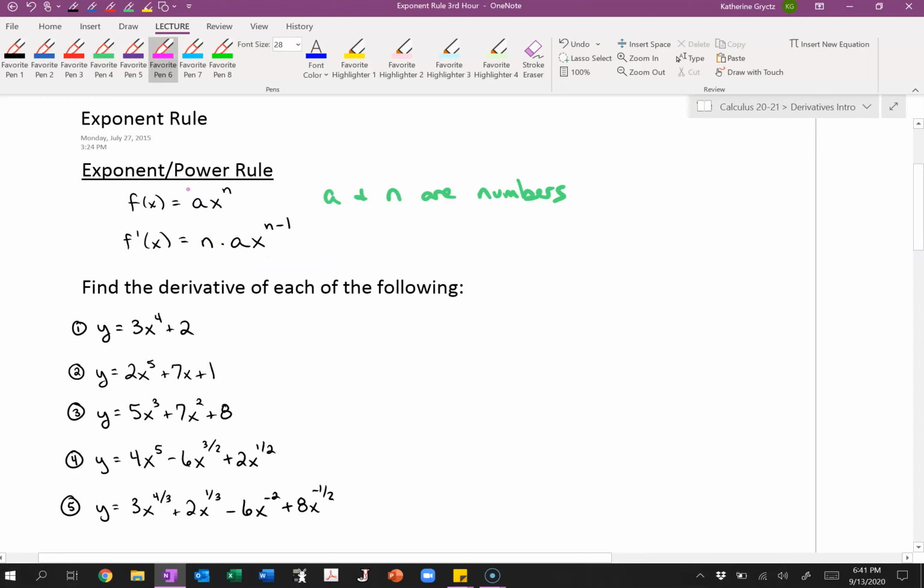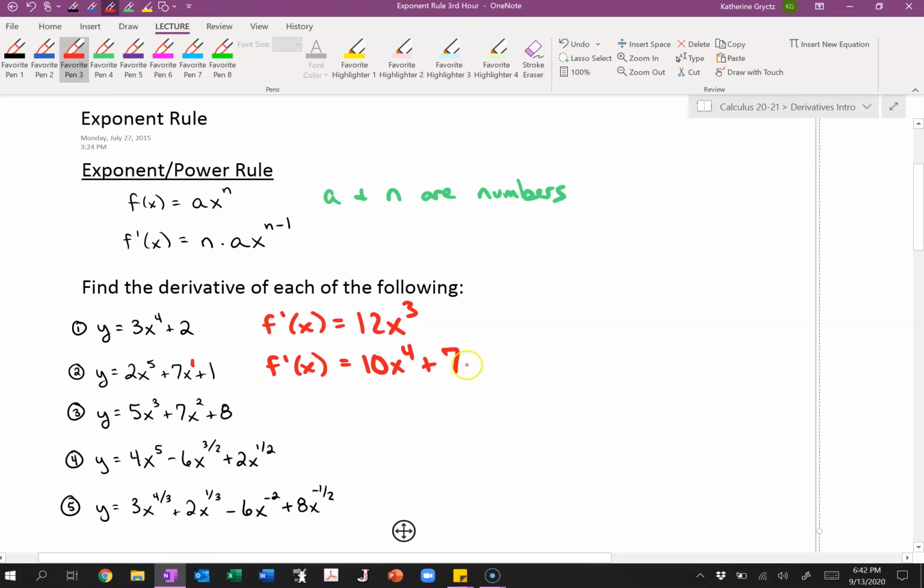Okay, so we've already done that, so we're going to try several, and I'll go through these really quickly for the first three, and then they'll change a little bit. For number 1, our derivative would be 12x to the third, and then remember the derivative of any constant, any number all by itself, is 0. So number 2 here, the derivative would be 10x to the fourth plus 7. Whenever we had an x to the first here, that would be 1 times 7, and then x to the 0. And remember, x to the 0 is just 1, so we just leave that as that constant. And the derivative of 1 is nothing. So the third question, we would have 15x squared plus 14x, and then we would be done.